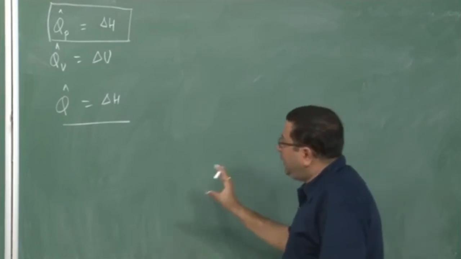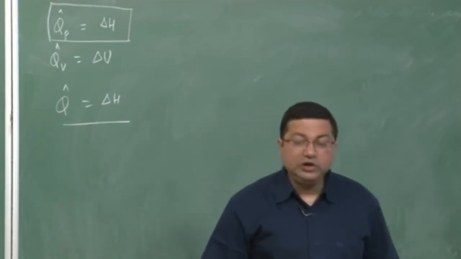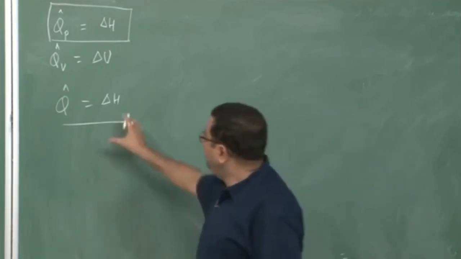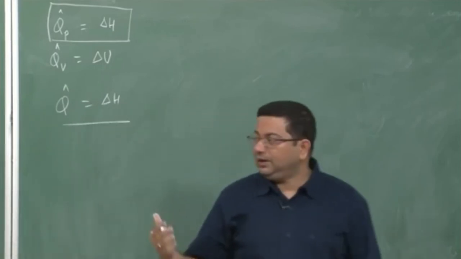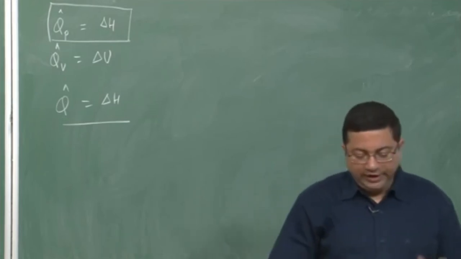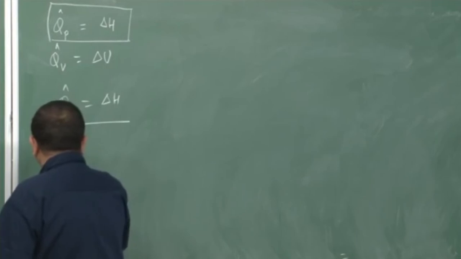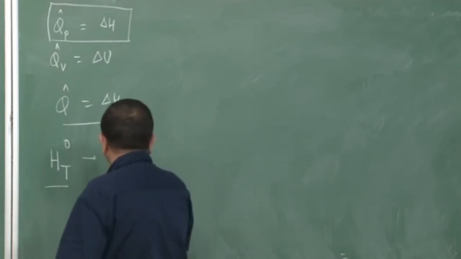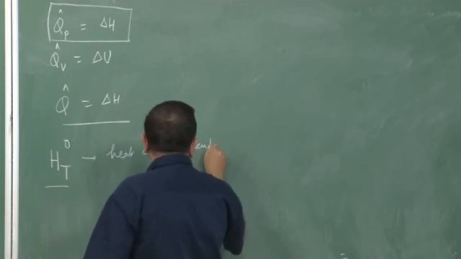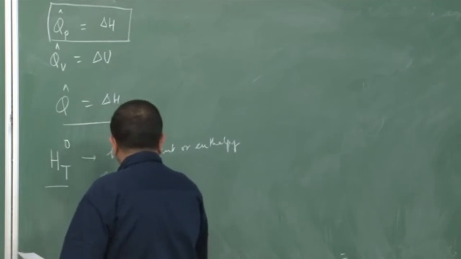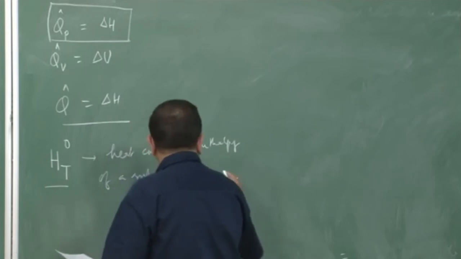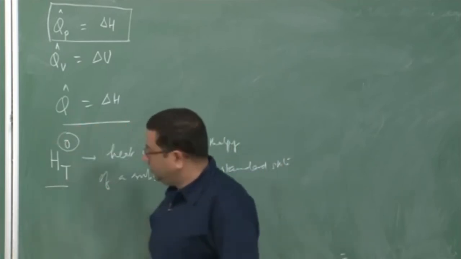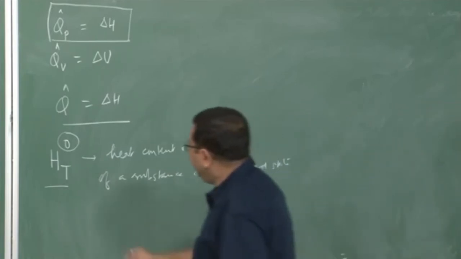First of all, I have to point out that it is a common practice to deal with moles in flow systems and mass in closed systems to designate the amount of species involved in the process. Now, coming back to our description of heat of reaction, we are still dealing with the notations. So, the notation for the heat content or enthalpy of a substance at standard state can be designated as HT naught. Here the superscript 0 specifies the standard state, and T is the temperature in Kelvin.